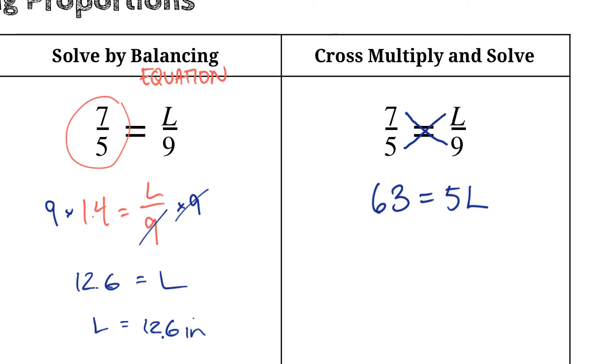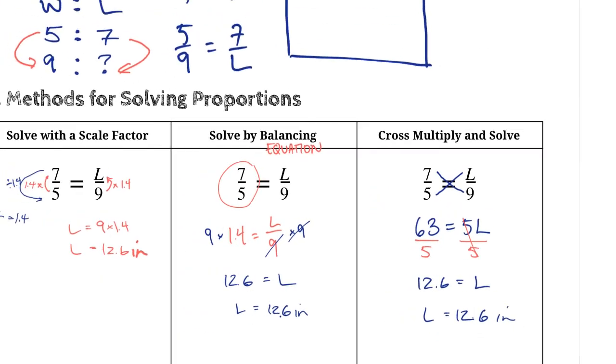And now I have an equation, once again, that I can solve. Remember, I'm trying to isolate L. I'm trying to get L by itself. To get L by itself, it's being multiplied by 5. I do the opposite, which is dividing by 5. That's going to cancel that out. But remember, I have to do the same thing to the other side, divided by 5. So when I do that, 63 divided by 5, I get 12.6. Okay, or L equals 12.6 inches. So do you see that? That's another way to do it, called cross multiplication.